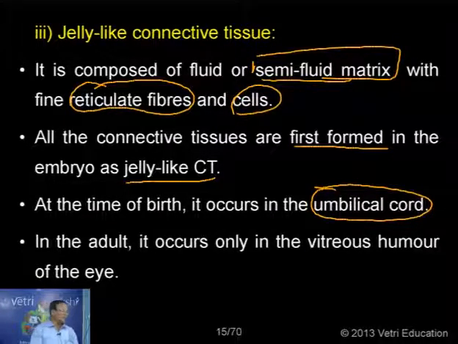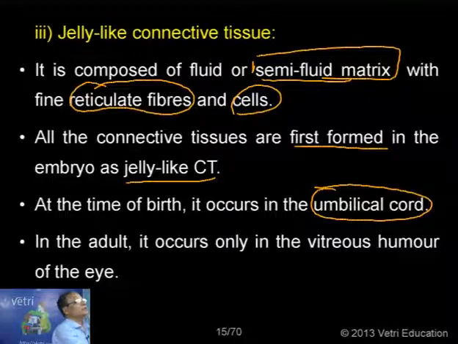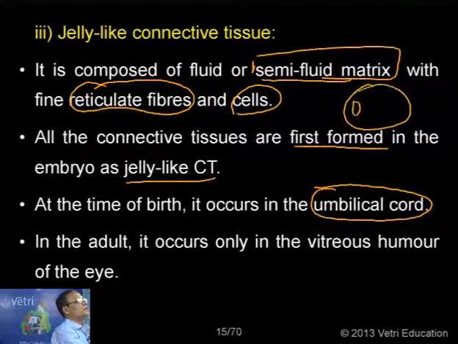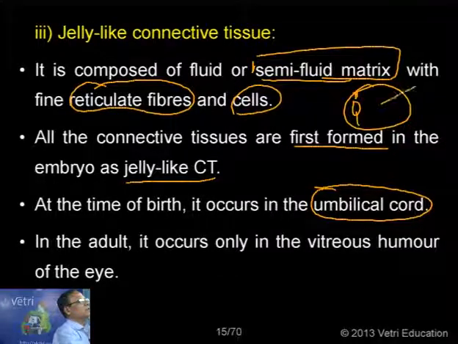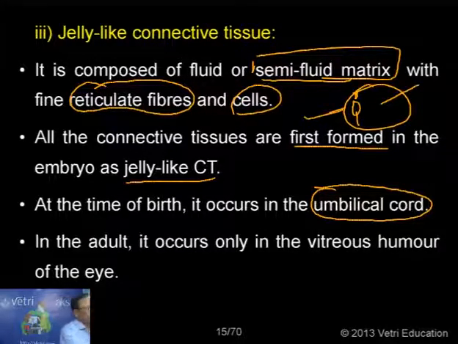So the umbilical cord at the time of birth contains loose connective tissue, particularly jelly-like. Then in the case of adults, in the human body, in the eye region, we have the lens in front, and again there are two cavities. This is the posterior cavity and this is the anterior cavity. A cavity in front of the lens and a cavity behind the lens.